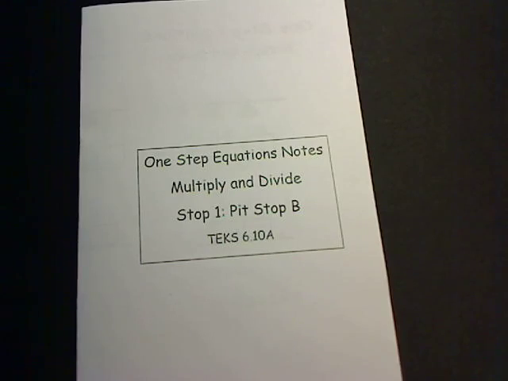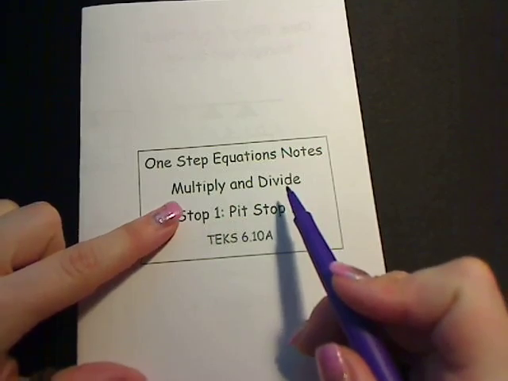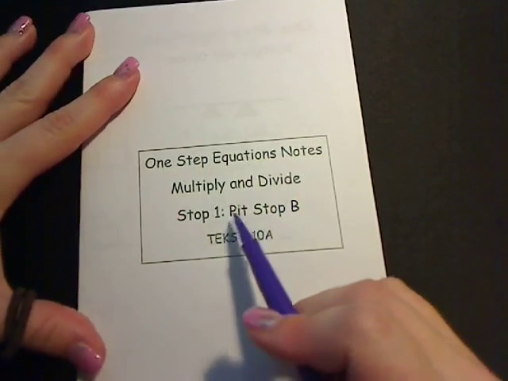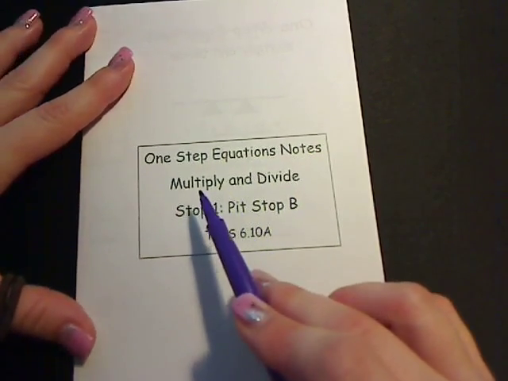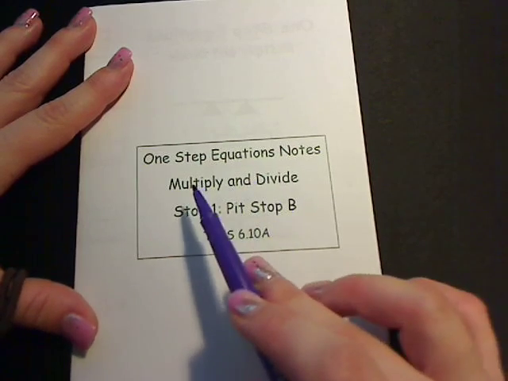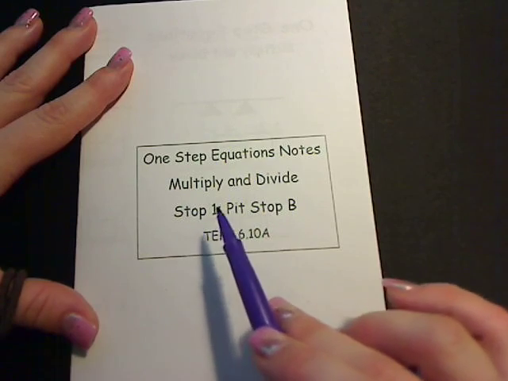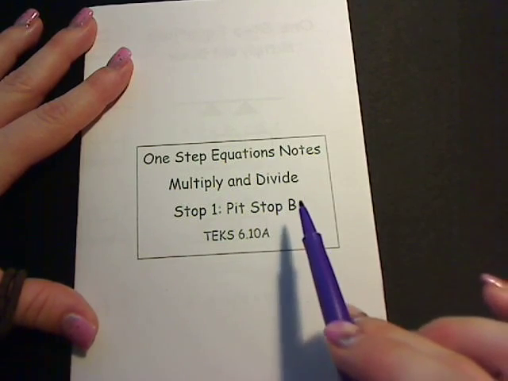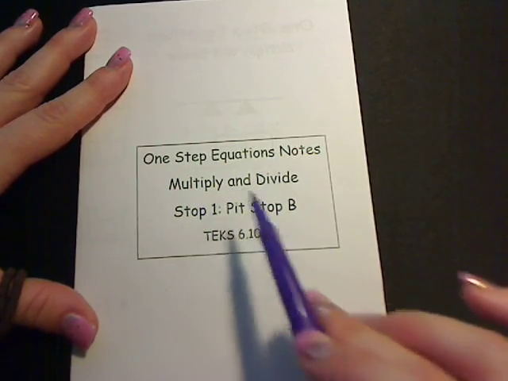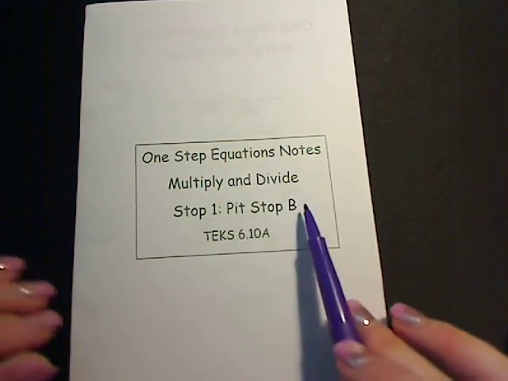Okay, these are solving one-step equations using multiplication and division. So in our last stop, or pit stop, excuse me, we did it with addition and subtraction. Now we're going to use multiplication and division. So this is chapter 8, stop 1, pit stop B. Pit stop A was adding and subtracting. So this is pit stop B.